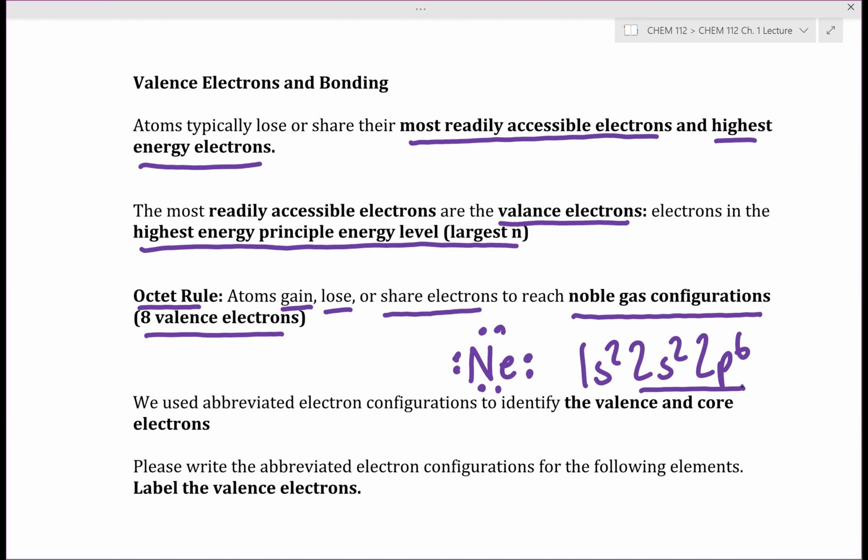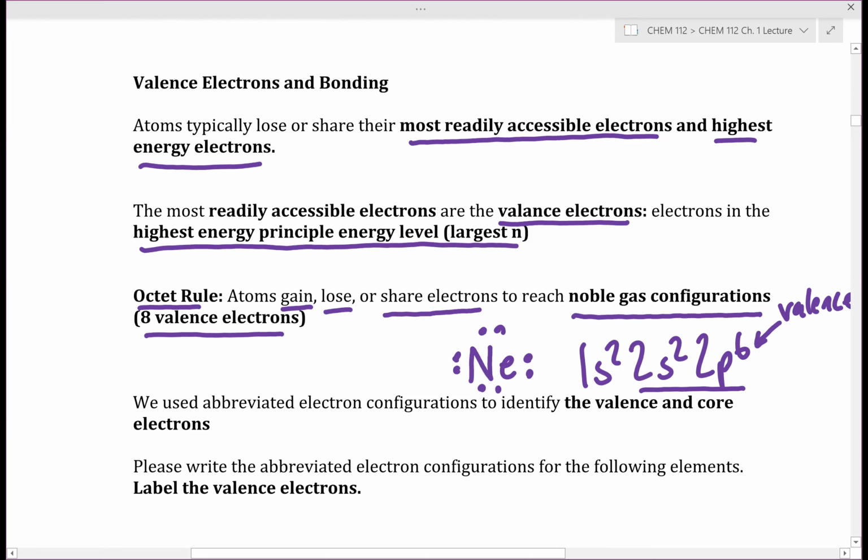If we count all of our electrons in the largest N shell, how many total electrons do we have in N equal to 2? 8, because we have 6 plus 2, which is 8. So we have 8 valence electrons. These are our valence electrons. They're the electrons in orbitals with the largest N value, the outermost electrons.